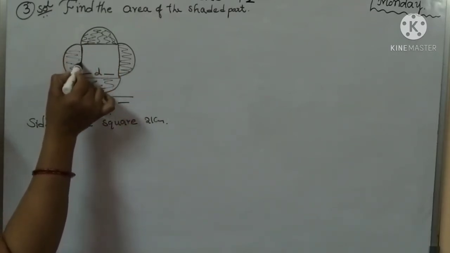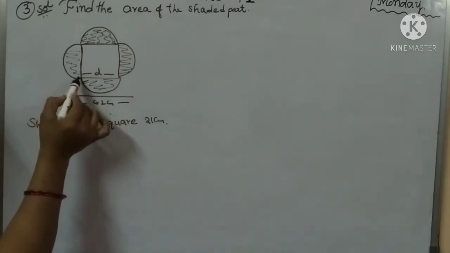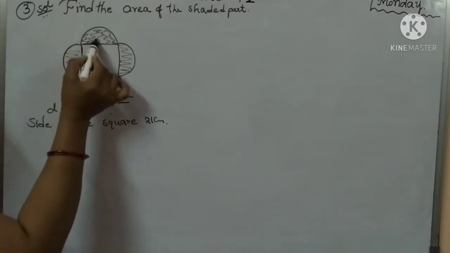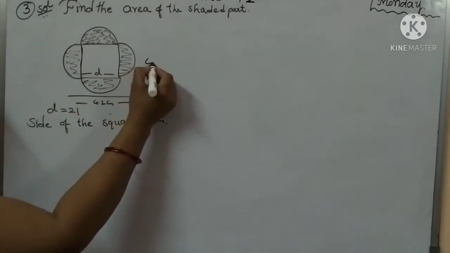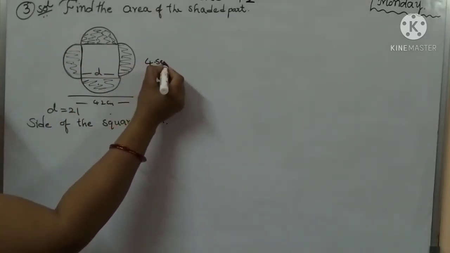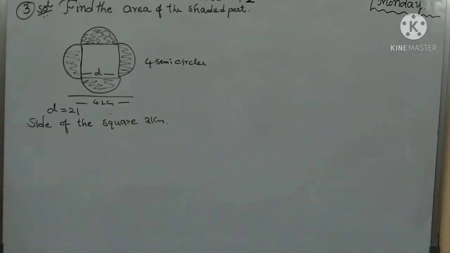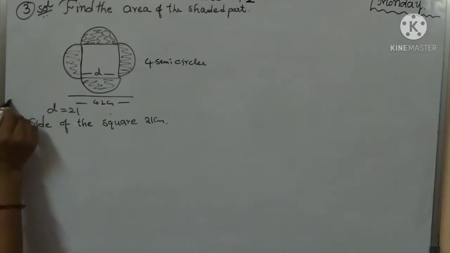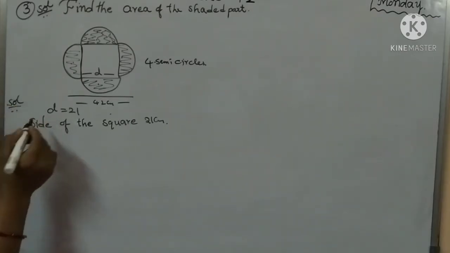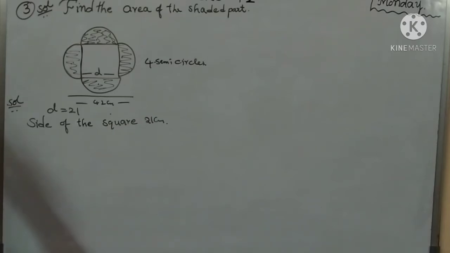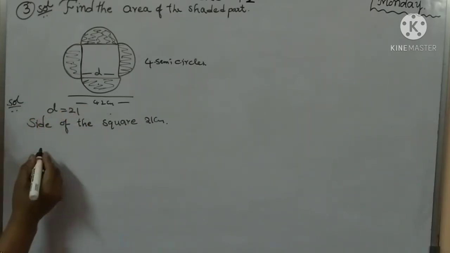So here how many semicircles are here? Half a circle, semicircle. So 1, 2, 3, 4. How many semicircles are there? 4 semicircles. So here already given to the hint in solution. Question D equal to 21. So diameter equal to 21.